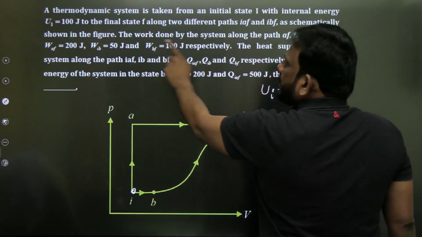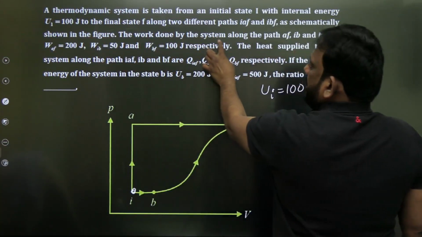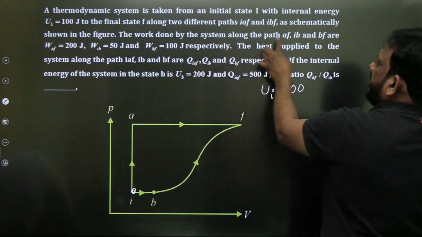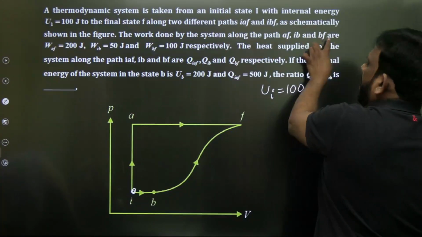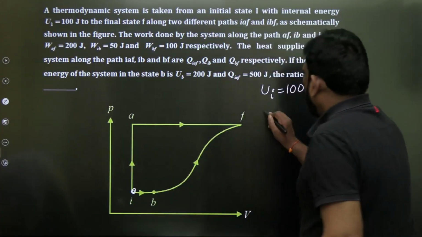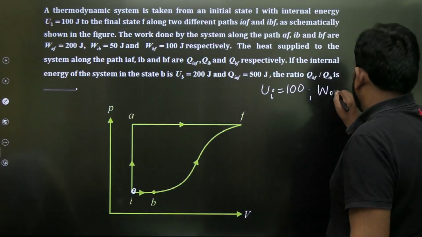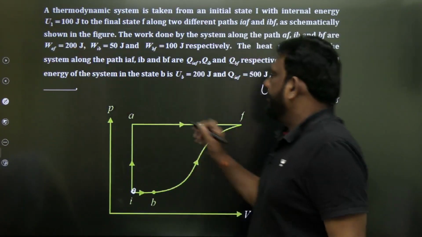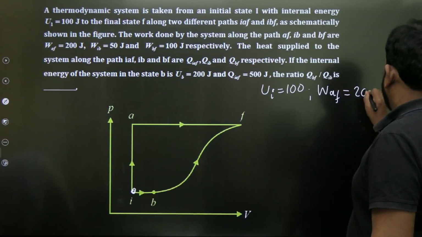Now, the work done by the system and UI is given. The work done by the system along AF, IB and BF are also given. So work done along AF, listen carefully, is 200, and this is given as 200.